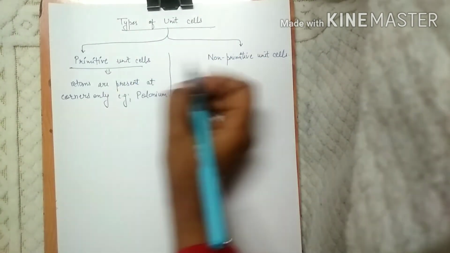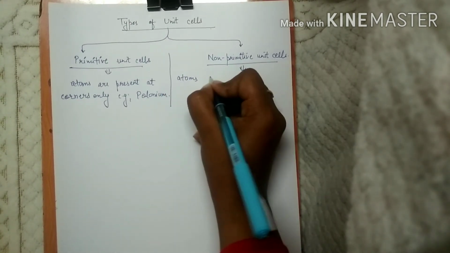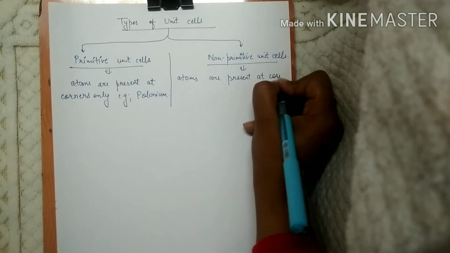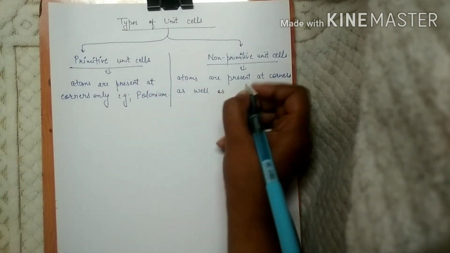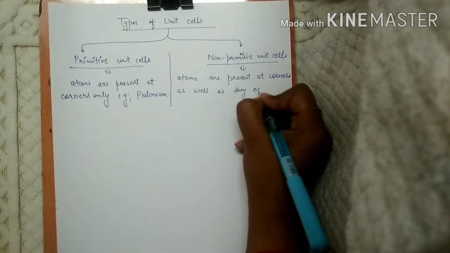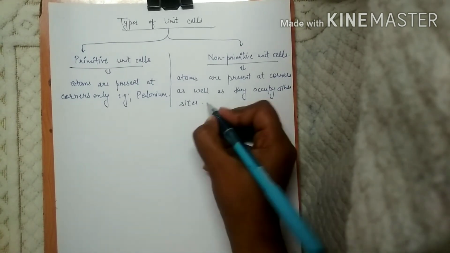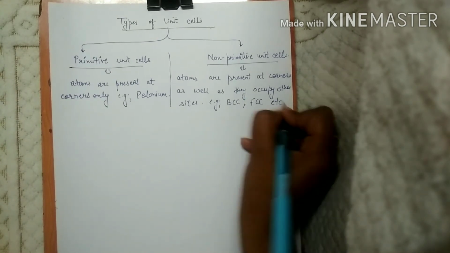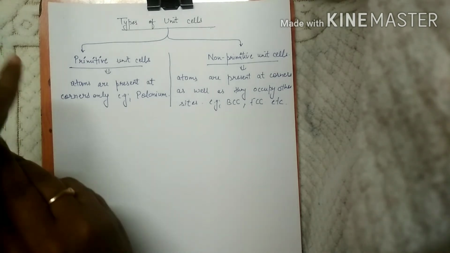Next are your non-primitive unit cells. In these type of unit cells, atoms are present at corners as well as they occupy other sites. For example, body-centered cubic unit cell, face-centered cubic unit cell, etc. That is, instead of having atoms only at the corner, they are having atoms at other sites also.